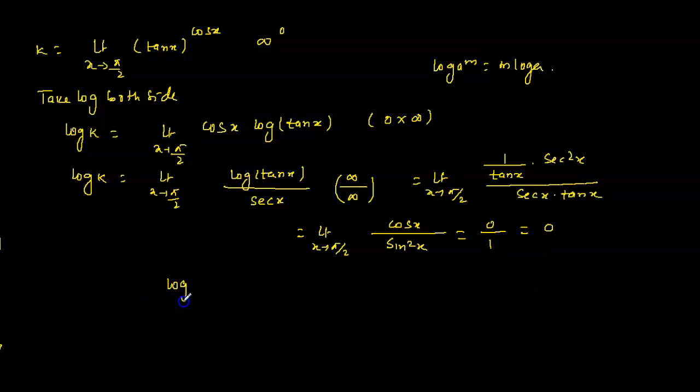So we got log of k is equal to 0. So k is equal to what? E to the power of 0, which is 1. So the limit value is actually 1 only. Getting? Yes. Which is a very important question. This one was asked so many times.